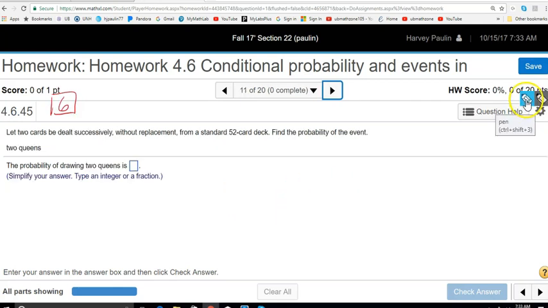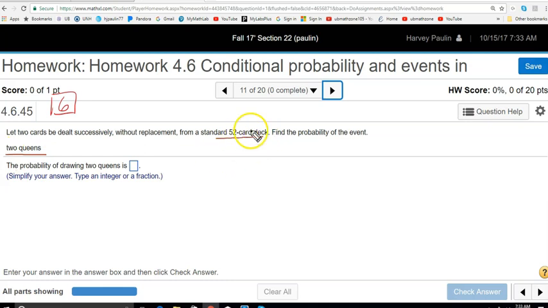Now for number 6, 2 cards dealt successively without replacement from a standard deck of 52 cards. Find the probability of the event of 2 queens.